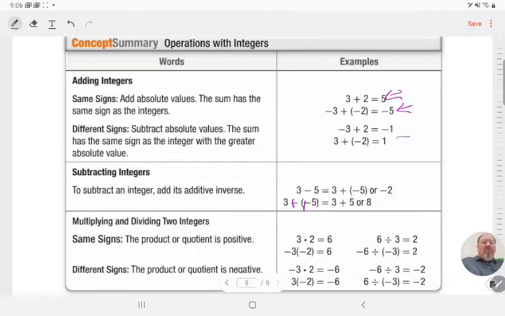And then lastly, multiplying and dividing 2 integers. When it's the same sign, they're both positive or they're both negative, your quotient or product is going to be positive. And when you have different signs, the product and quotient is going to be negative. So 1 negative, 1 positive will give you a negative answer.